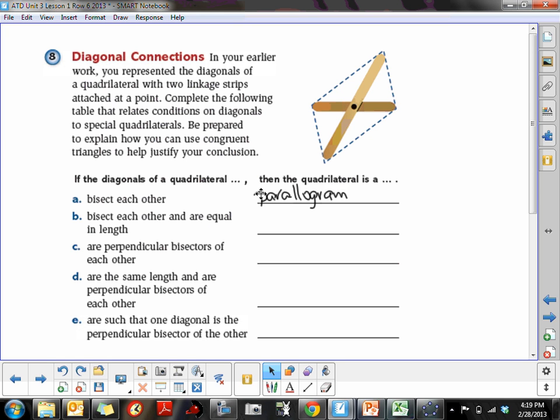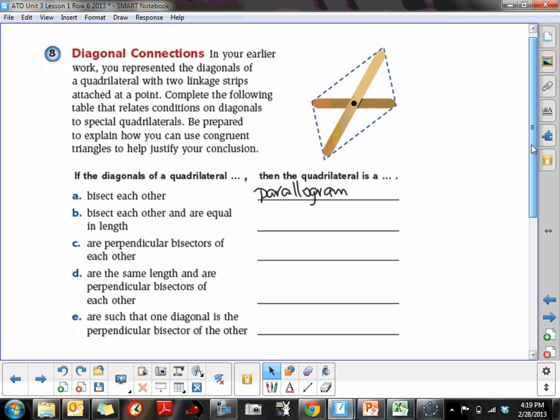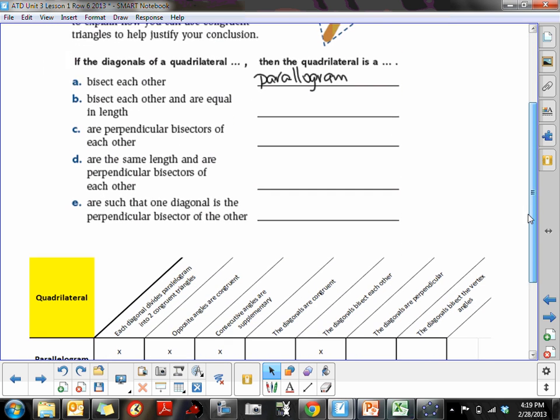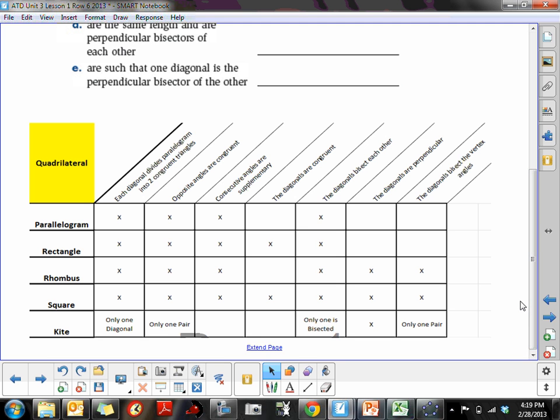In the second one, what if we know the diagonals of a quadrilateral bisect each other and are of equal length? Then the quadrilateral is a blank. So this time they give us a little bit more information to go on. We have a quadrilateral whose diagonals bisect each other, and they have to be equal in length. So we're going to look down this, probably the most restrictive one. Which ones are they when the diagonals are equal in length? That is either a rectangle or a square. So they say that they bisect each other and they are equal in length, so I'm down to a rectangle or a square.